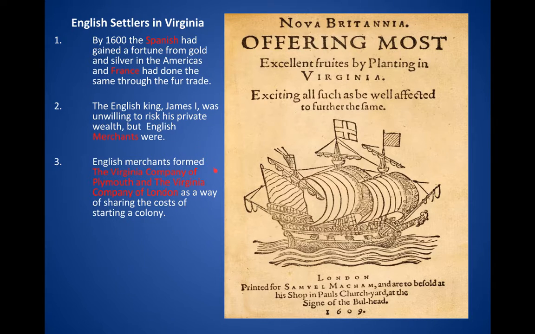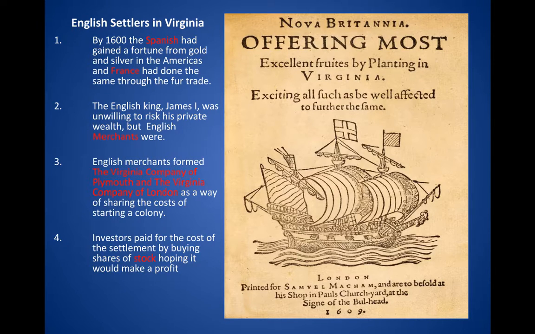So these English merchants formed the Virginia Company of Plymouth and the Virginia Company of London. So these are two companies. The purpose of these two companies was to share the costs of starting a colony. So like I said, it's expensive starting a colony. You need to raise money. So these merchants started these two companies to try to get some money together to get people to the Americas so they could start making money off of the Americas like the Spanish and French had already been doing.